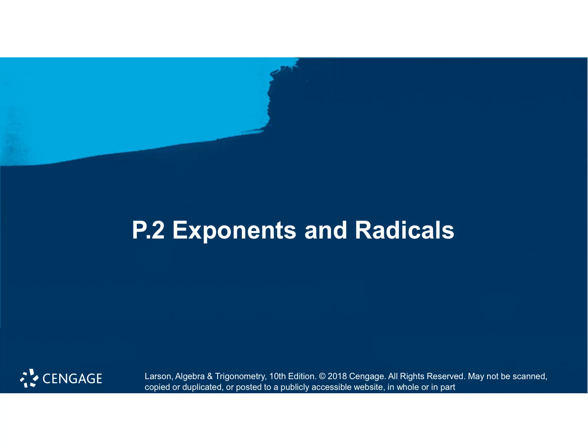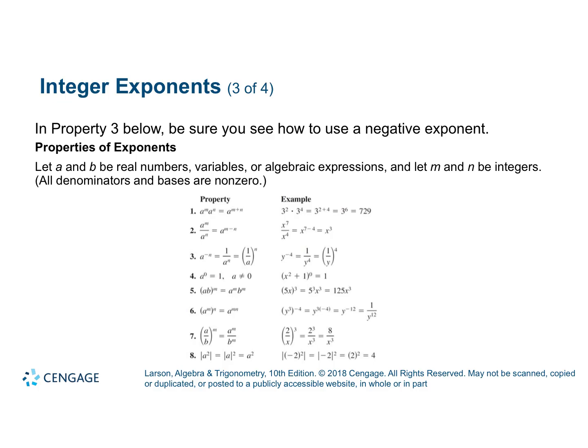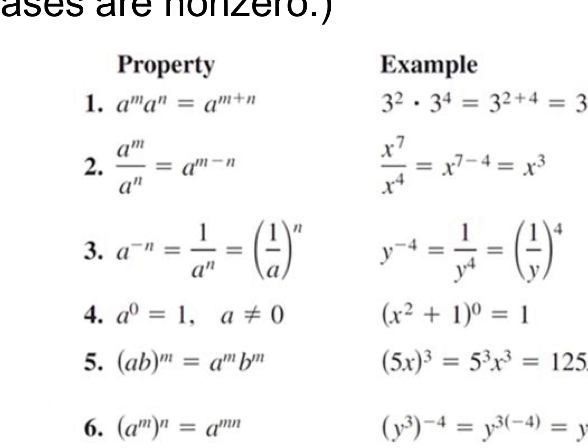So P2, exponents and radicals. We're going to start by looking at some properties of exponents. When we're multiplying two terms, so looking at number one, if we're multiplying two terms that have the same base, we can add the exponents together.